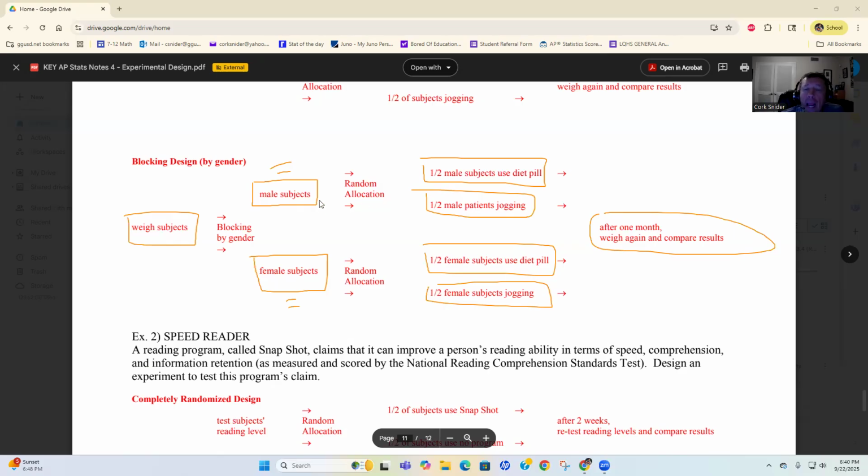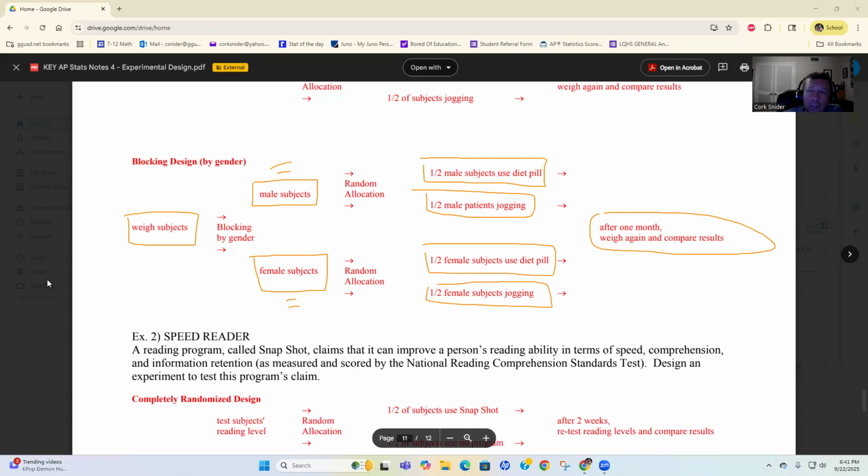Now, can or should the subjects be blind as to what they're doing? In this case, it's impossible because you're going to know if you're jogging, and you're going to know if you're taking a pill. The only way to do placebo is with medicine, when you have a fake pill and a real pill that look exactly the same. In this case, you can't really do a double blind. Now, the evaluator, when they're weighing them before and after, may not know if they used a diet pill or jogged, so they may be blind, but this would not be double blind. It wouldn't be eligible for that.